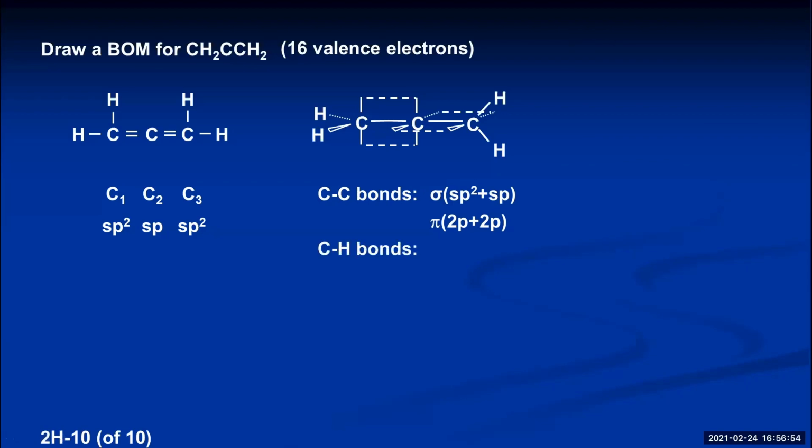All the carbon-hydrogen bonds are the same. Those are going to be the overlaps of 1s orbitals from the hydrogen with sp2 orbitals from the carbons. Those are going to be sigma, sp2 plus 1s.